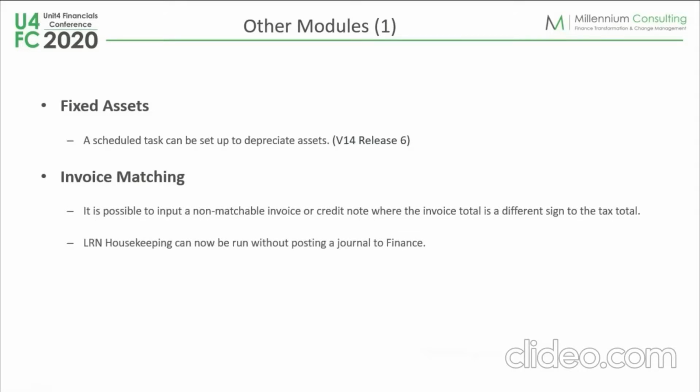LRN housekeeping can now be run without posting a journal to finance. Now, this is a new feature that resolves an issue that has troubled Millennium clients for some time. In the past, a journal was posted to finance when running housekeeping, which meant that you had to cancel the document. Also, if the rights lists had been changed in financials since the receipt of the goods, it meant that the housekeeping failed. This feature resolves all these issues.